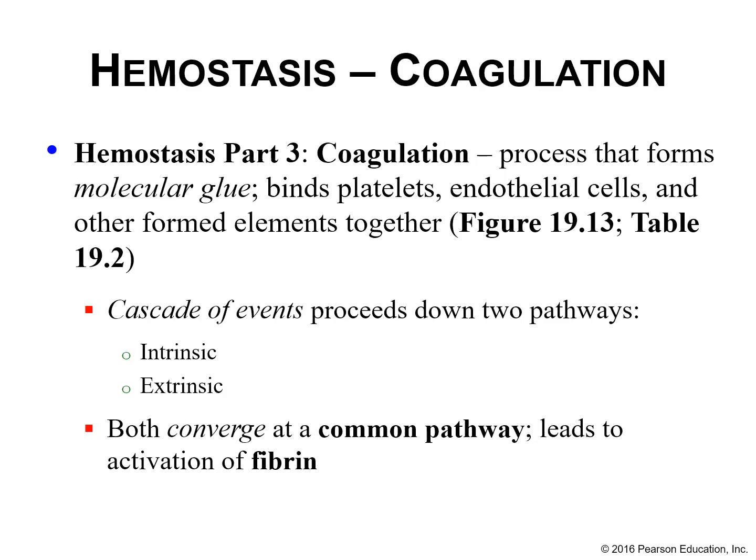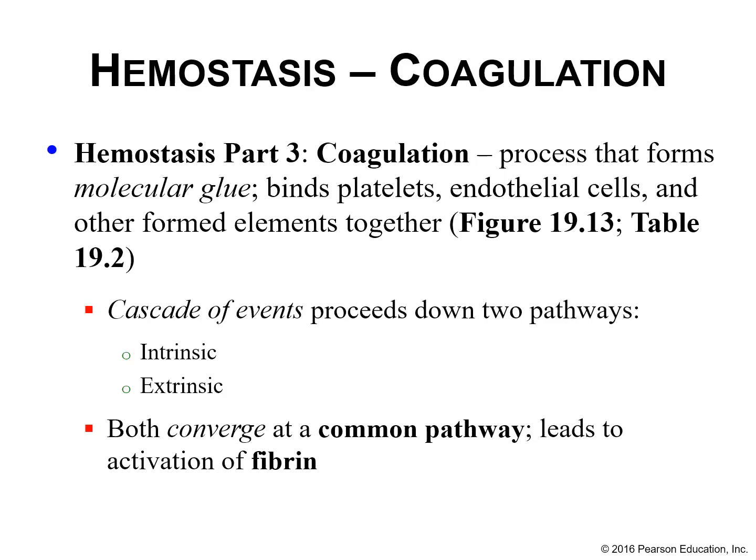Now we reach the third part of hemostasis, which is the coagulation cascade, or coagulation. The process forms the molecular glue which binds the platelets, the endothelial cells, and all the different formed elements together. It actually is a set of two pathways, but it's a cascade of events where one event activates the other: the intrinsic pathway and the extrinsic pathway. The intrinsic pathway occurs in the blood vessels, whereas the extrinsic pathway occurs outside the blood vessel. But both pathways converge at the common pathway, which then leads to activation of fibrin.